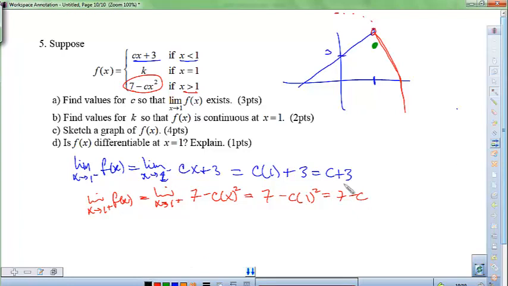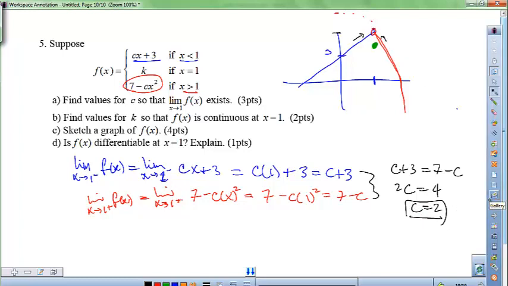Now I think if we just set these two things equal to each other, we should be able to solve for c. So if I add c to both sides, you get 2c is equal to, subtract the 3 from both sides, you get 4. So c is equal to 2. So if we let c equal 2, these two things will end up reaching the same value. We don't know what this value is yet. All we know is c is equal to 2.